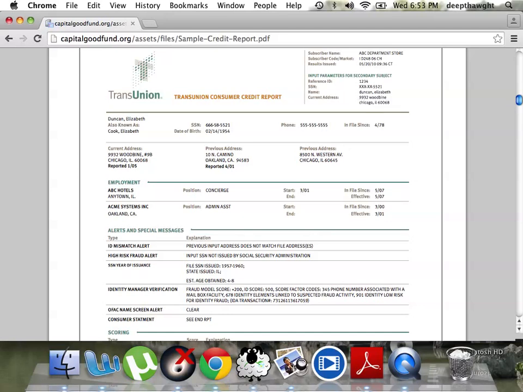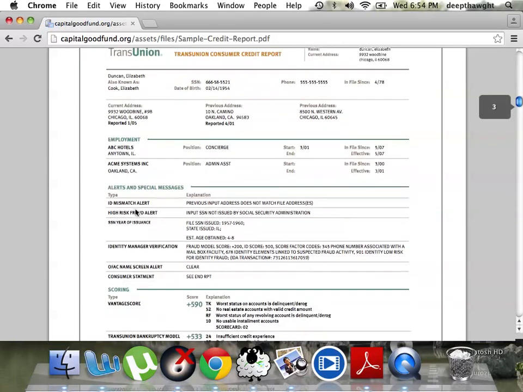All right, so what they have here is basically the places that you worked. So this is very important as well. If you did not work at any of these jobs that's on your credit report, get them removed. Get them removed, because obviously it's linking to someone else that has a similar name to you.